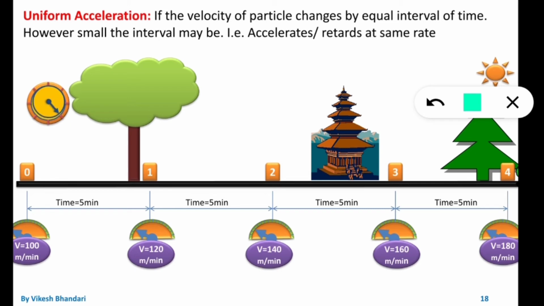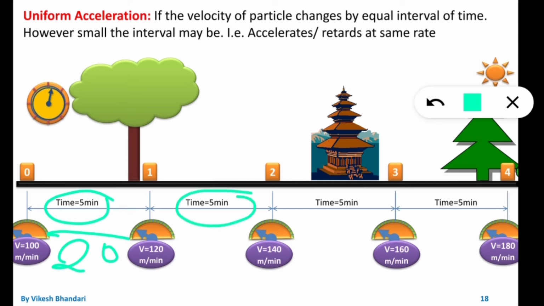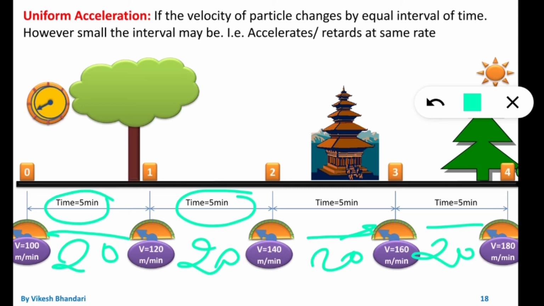In the first interval of 5 minutes, he gains a velocity of 20. After another 5 minutes he gains a velocity of 20. After another 5 minutes he gains a velocity of 20. After another 5 minutes he gains 20 meter per minute.